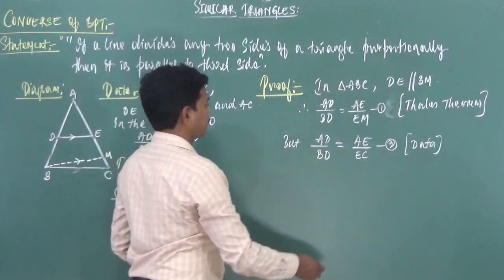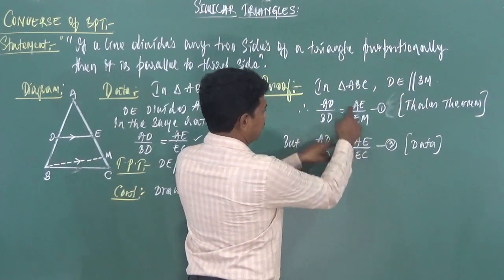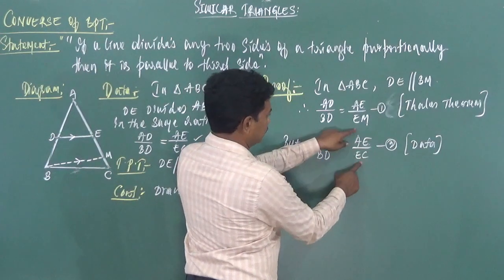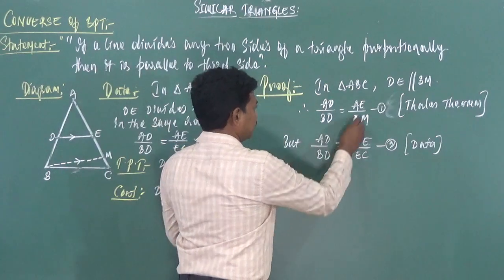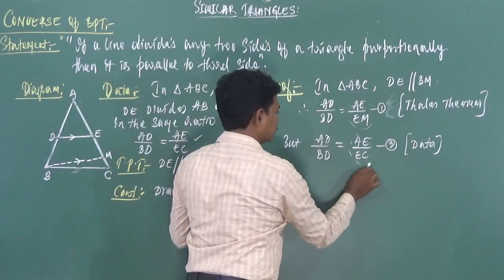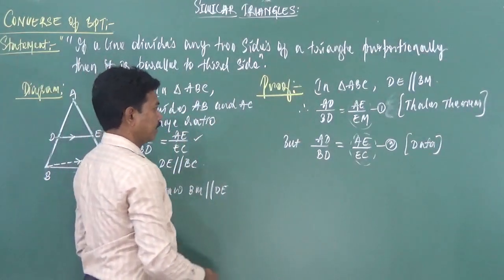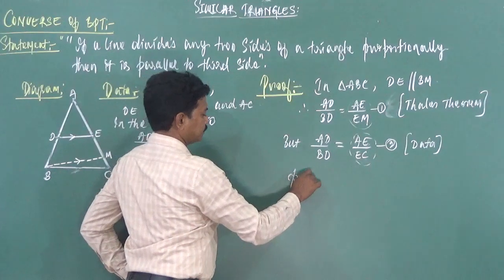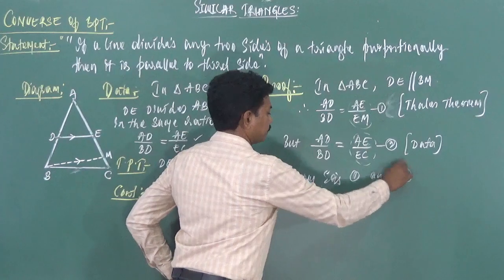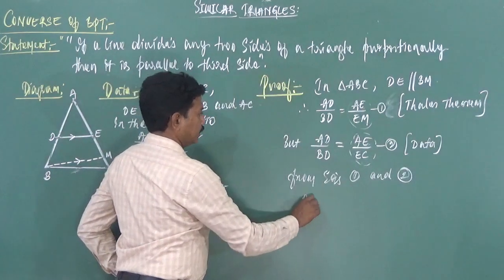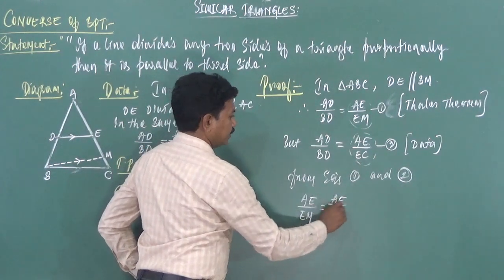Now, from equations 1 and 2, AE by EM and AE by EC are two things equal to the same thing. If two things are equal to the same thing, then they are equal to one another. That's an axiom you learned in your 8th and 9th standard basic geometry. So from equations 1 and 2, AE by EM is equal to AE by EC.